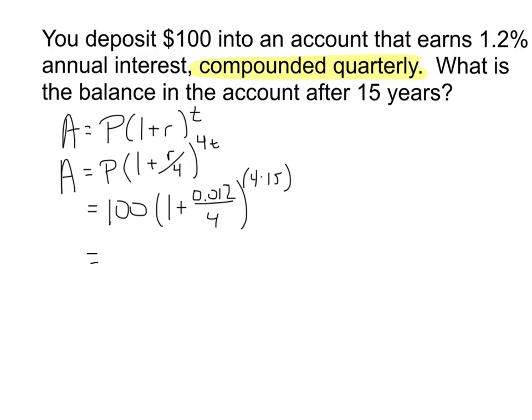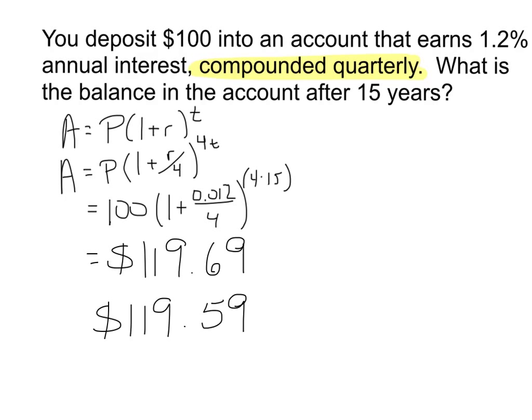So your answer, when you put that in your calculator, should be 119.69. Now notice there's a difference. In the problem where we did the interest compounded once a year, we had $119.59. So if they compound the interest 4 times a year, we end up with a little bit more. Now this difference here between 69 cents and 59 cents may not be all that significant, but if you imagine instead of depositing $100, if we invested $1 million, this difference would be much, much more significant.